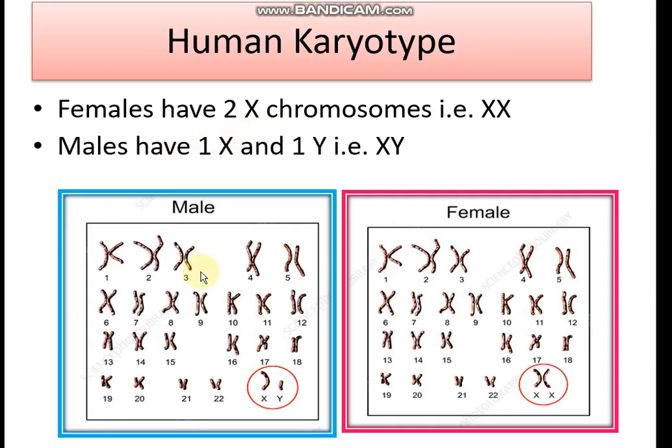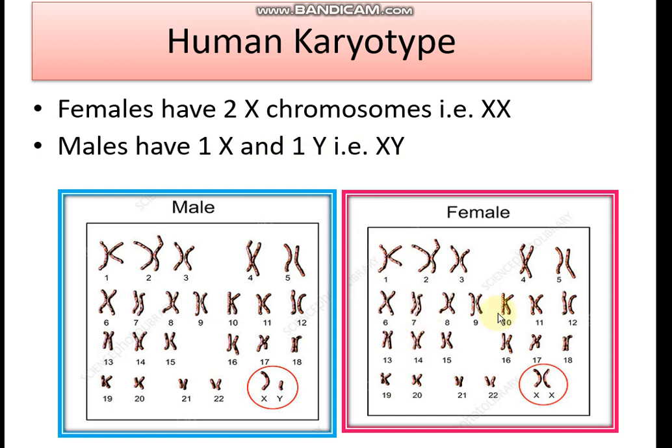Now this is the karyotype. We learned about karyotype in our previous lesson. This is just a diagrammatic representation of an individual's chromosomes. If the person is female, they have 2 X chromosomes in their 23rd pair. If the person is male, they have 1 X and 1 Y chromosome in their 23rd pair.